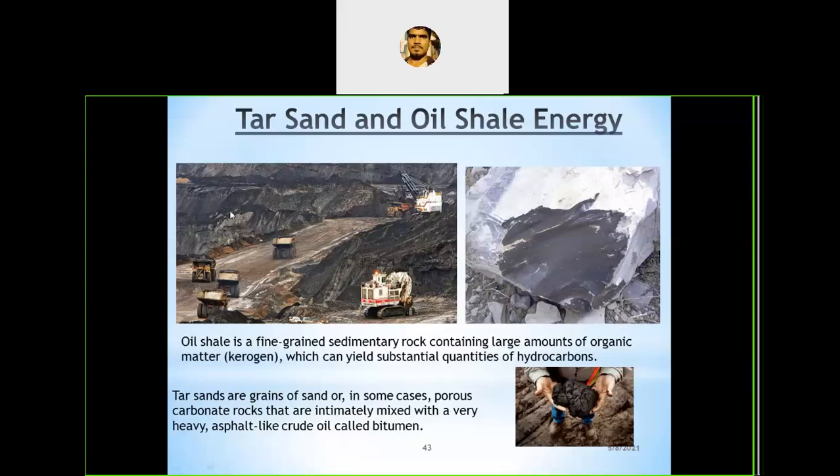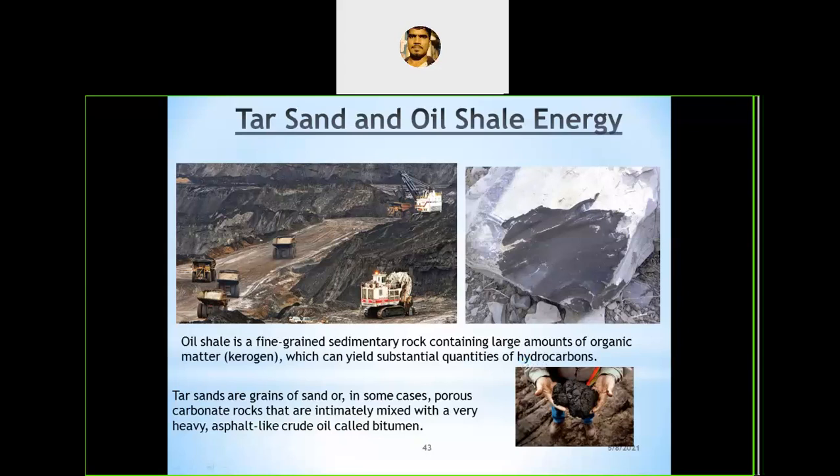These are deposits on the earth's crust, and mining, as we already know, means we dig the material or substance from the earth's crust and transport it from one place to another place, where it is converted from one form to another form. These are some typical pictures. These substances mainly contain hydrocarbons, and the combustion of hydrocarbons forms heat energy along with some byproducts.